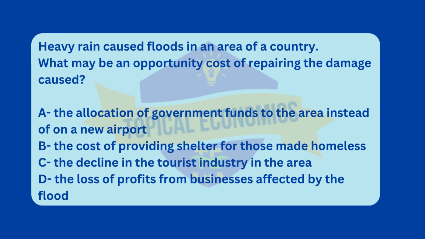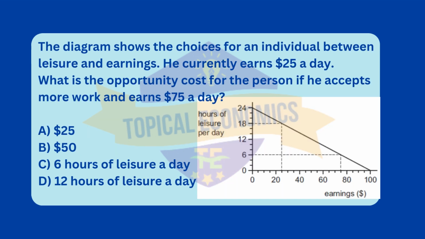Lastly, option D. The loss of profits from businesses affected by the flood is incorrect, because the loss of profits is a consequence of the flood, not an opportunity cost. Opportunity cost relates to what is sacrificed in terms of resources or alternatives when a decision is made. The loss of business profits is part of the impact of the flood, not the decision-making process of how to spend resources.